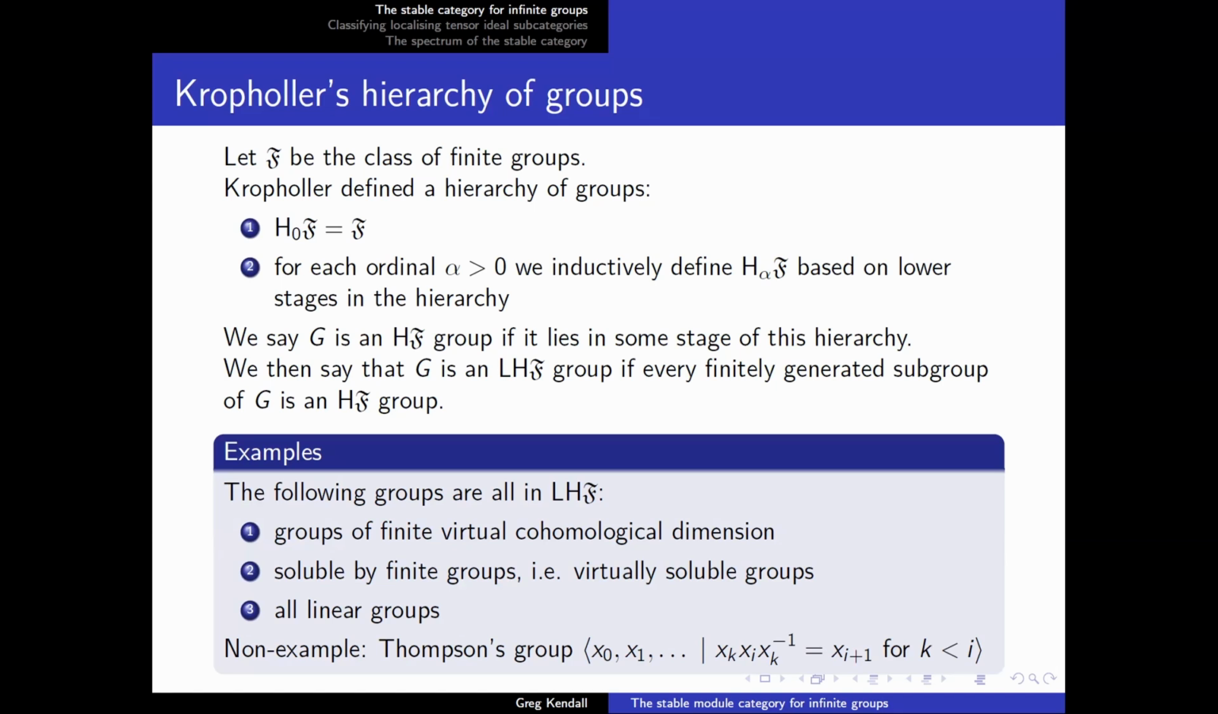And I think earlier in the week, in one of the talks, we saw the notion of a classifying space for proper actions. And if a group has a finite dimensional model for this, it will also be an LHF group. We have groups which have finite index soluble subgroups, linear groups over fields, and yeah, plenty more. But it's not every single group ever.